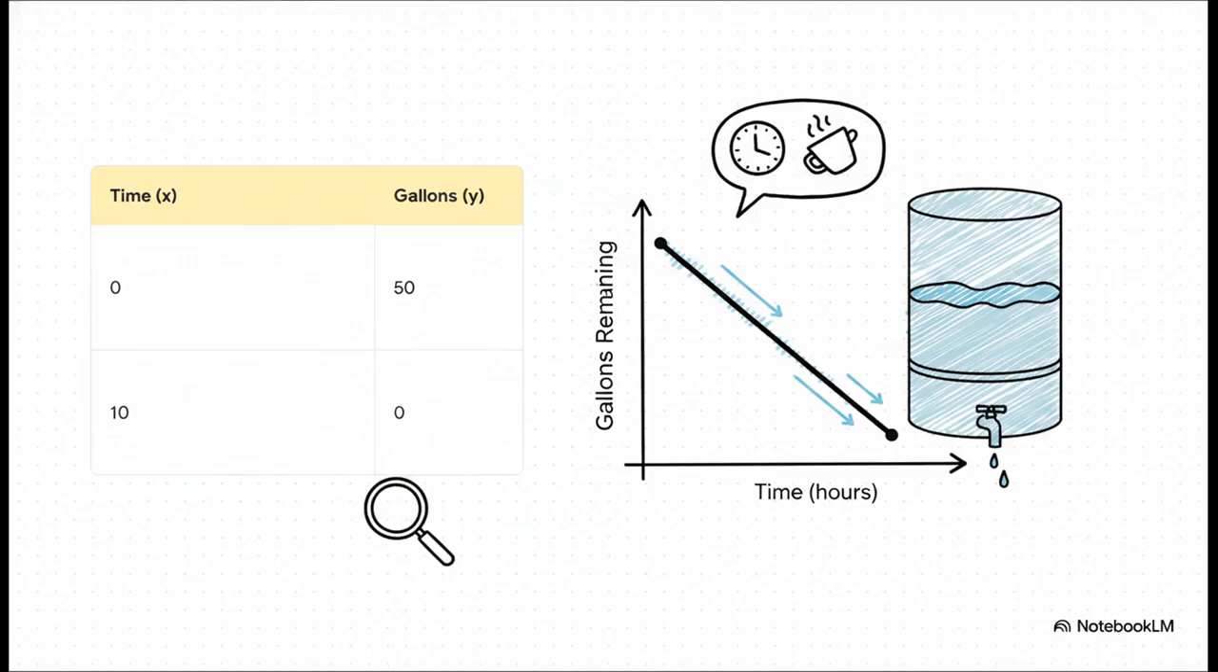If we drain 5 gallons every hour, how long until it's completely empty? 10 hours, right? So at x equals 10, our y is 0. By plotting just those two simple points, (0, 50) and (10, 0), and drawing a straight line between them, you've completely mapped out the lifespan of that water tank.